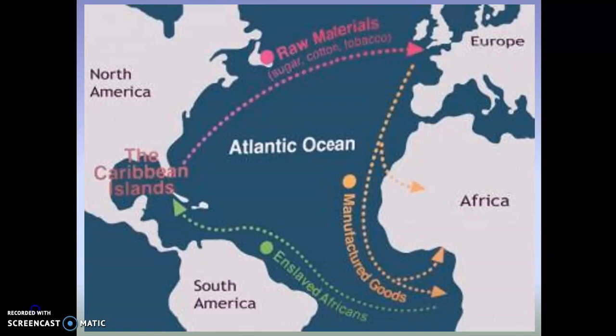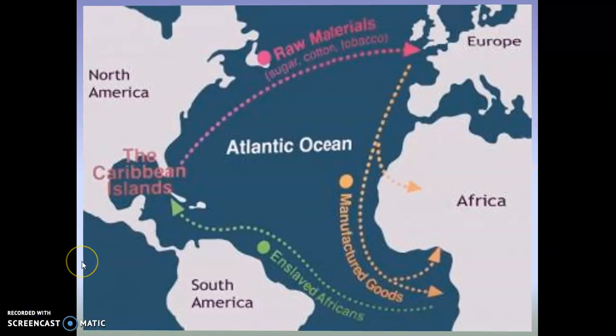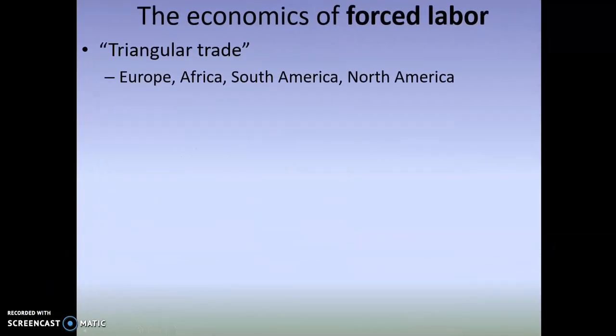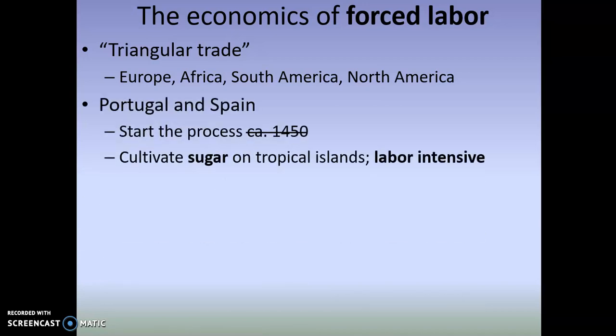And admittedly, sometimes people sort of like to see it written down. So Europe, Africa, South America, North America. The economics of forced labor. With this triangular trade, the common simplification is that South and North America provided the raw materials, Europe provides the finished goods, and Africa provided the labor. Just economically speaking, this is what we're looking at.